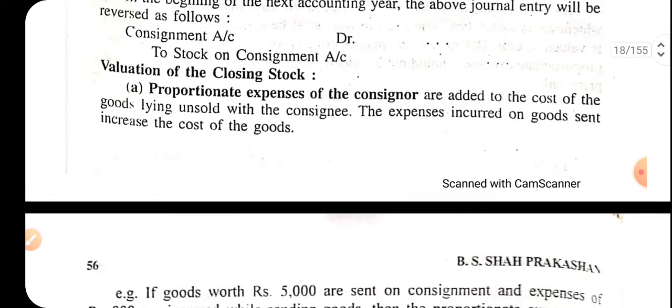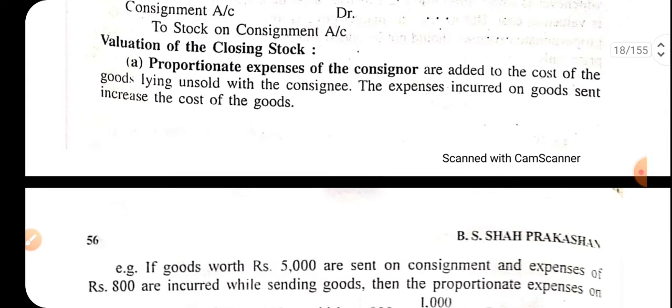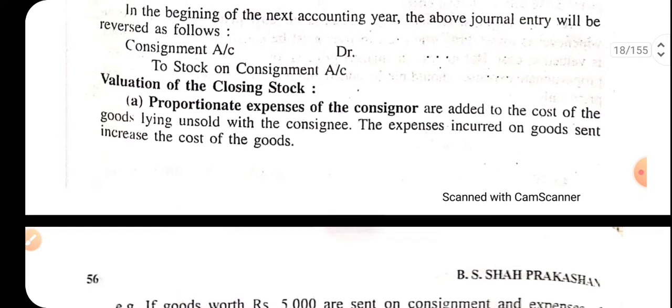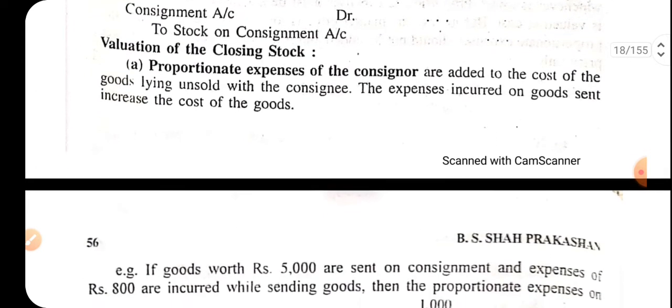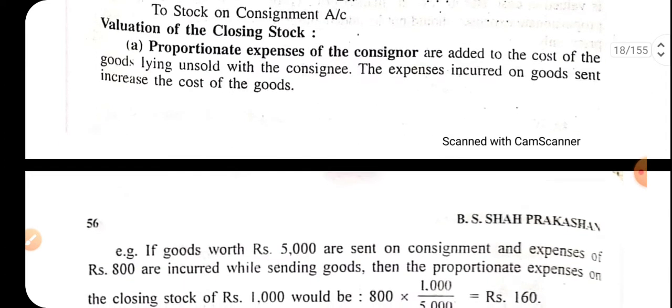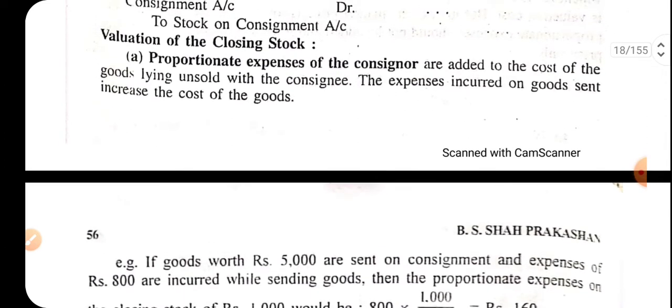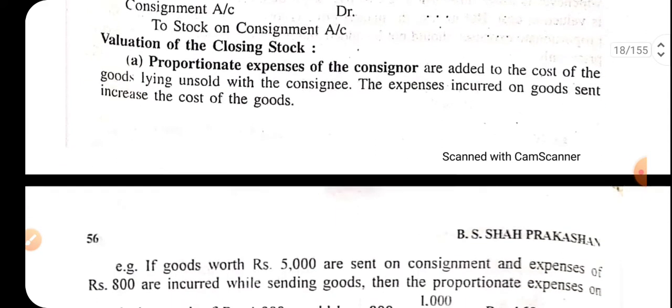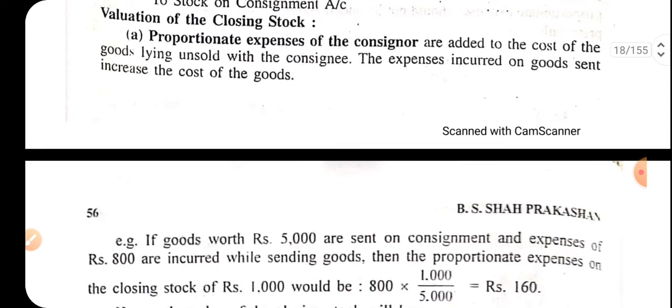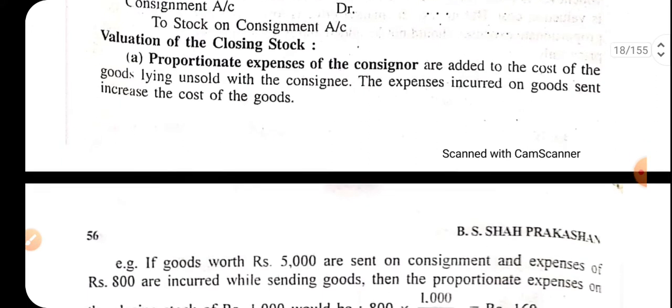Now we have discussed how to post the journal entry for closing stock in the consignment account. Let us discuss the valuation of closing stock of the consignment account. I gave you an example earlier that if the consignor sends goods of 1 lakh rupees to the consignee and the consignee sells only 80,000 rupees of goods, then 20,000 is considered as closing stock. But this 20,000 is not the value of closing stock. This is just the cost price of closing stock.